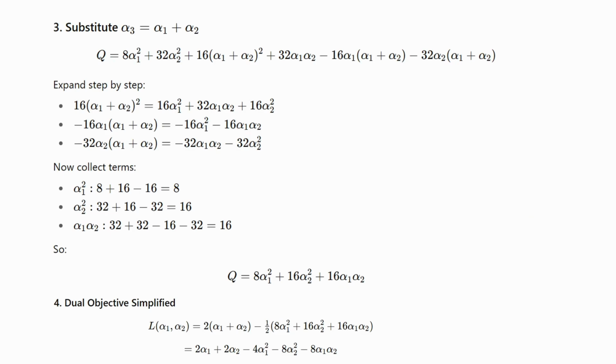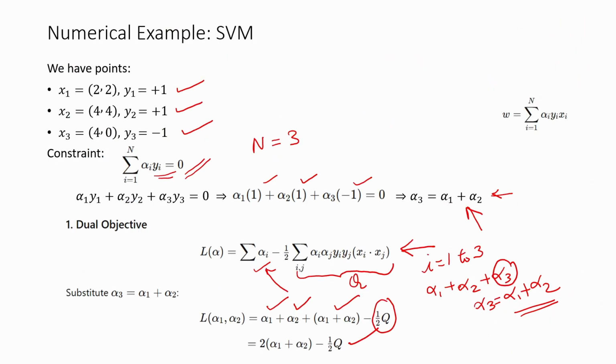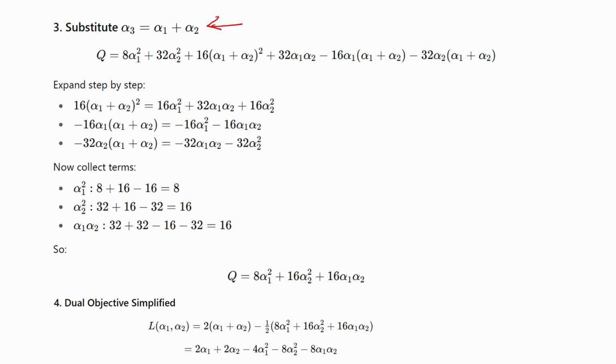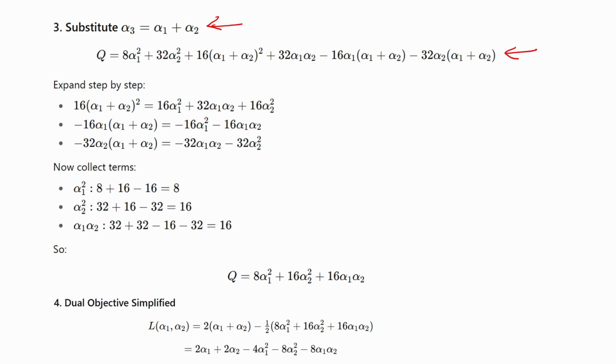Now, in this equation you can see there are three variables, alpha 1, alpha 2 and alpha 3. But in the first equation we already found that alpha 3 is alpha 1 plus alpha 2. So we can substitute alpha 3 equal to alpha 1 plus alpha 2 in this equation for Q. When you substitute and expand it, this is the final equation.